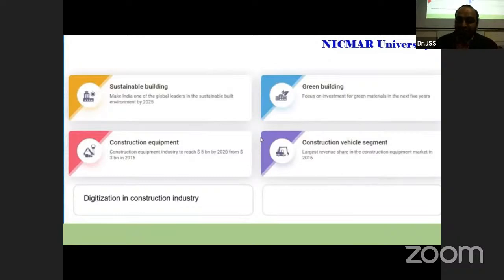I request Sairam Institute of Technology and our Muralidharan sir to collaborate with organizations, as Muralidharan sir already pointed out. They are going to associate with IIT Madras in organizing an event like this. ICI will organize many events so that the civil engineering fraternity will benefit.